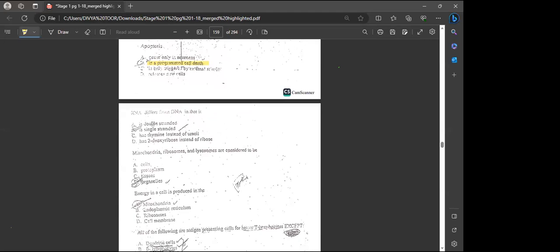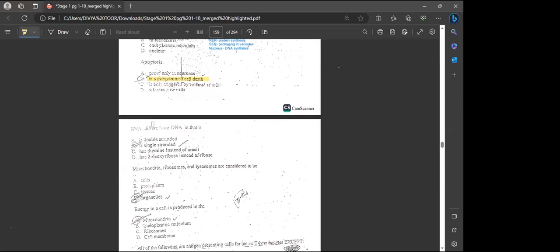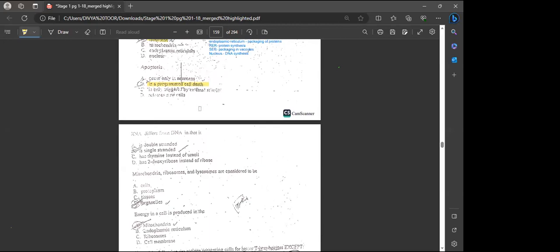RNA differs from... guys, do you have something to say? What happens in the cytosol? Cytosol takes on a function. Maybe glycolysis or... Yeah, glycolysis.